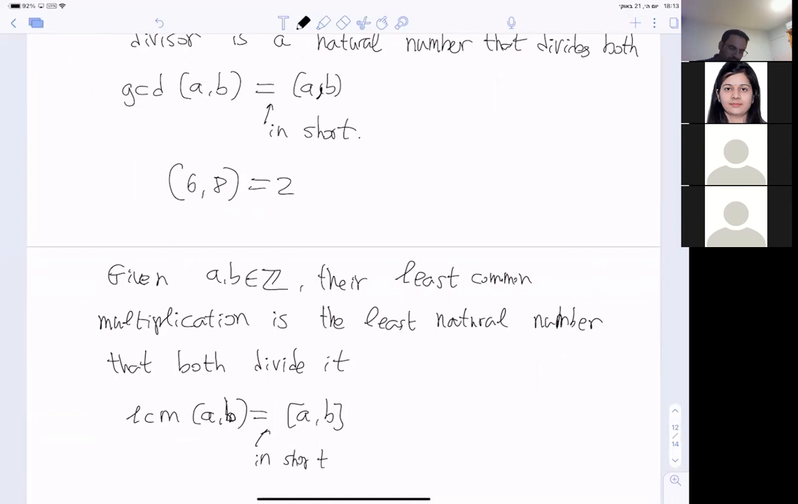For example, what will be the LCM of 6 and 8? I'm searching for a natural number that both divide, but the minimal one. Of course, if I take 48, both are dividing it, but I'm searching for the minimal one. What will be the least common multiple? What do you think? 24.